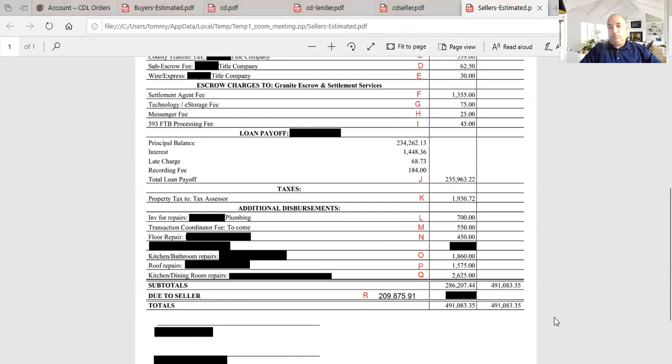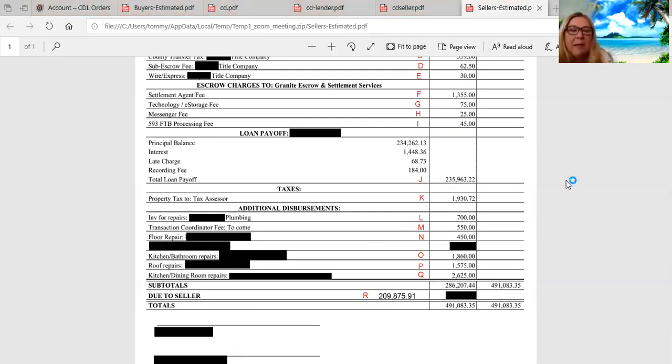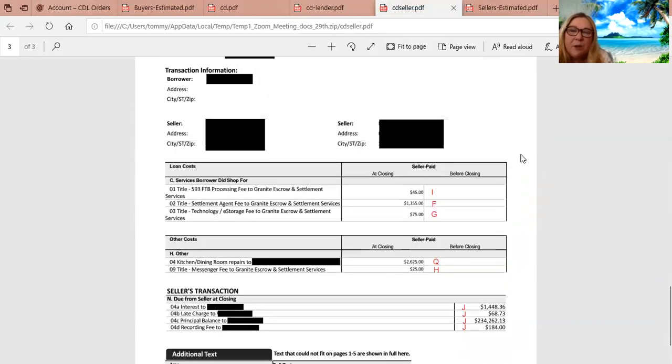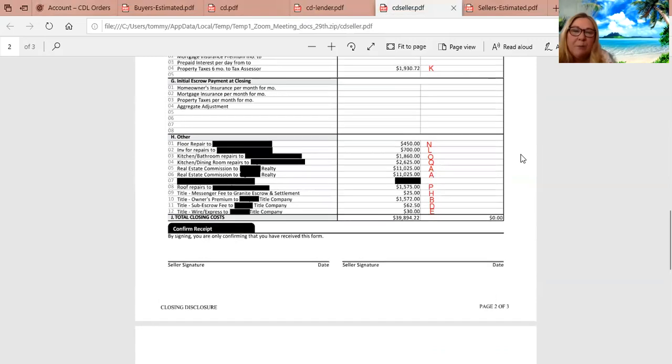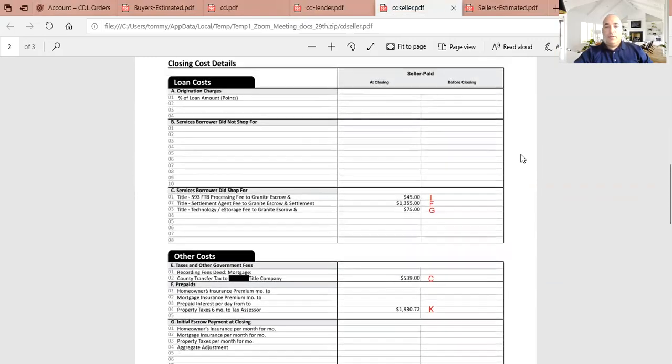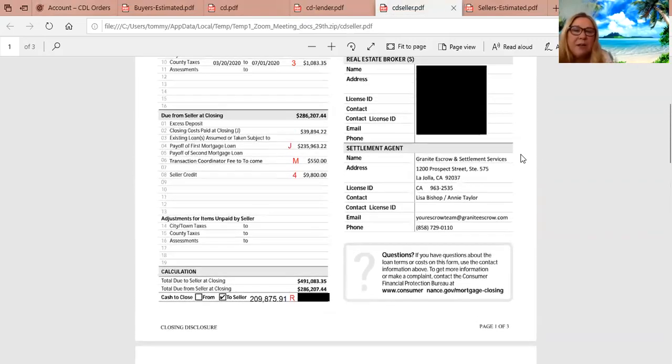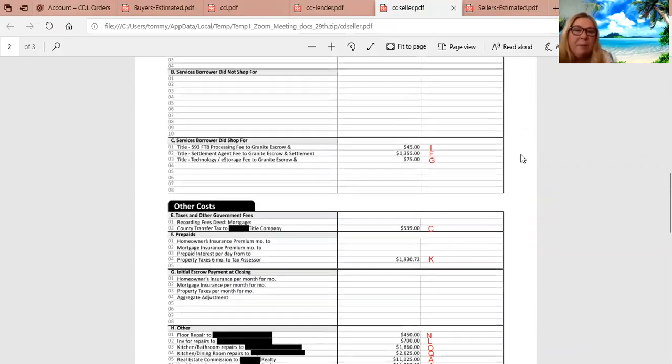And then you have all your additional disbursements. I wanted to show you in this particular one, we had repairs for plumbing, floor, kitchen, roof, all kinds of stuff. So you can see all these fees. I've lettered them L, M, N, O, P, Q. Go back to the CD, you can see where they are. They're all over the place. For them, they don't put them in one spot. So there's a couple here. You'll see Q is there. There's a few here. Floor, see N is there. On the top is all the escrow and title.